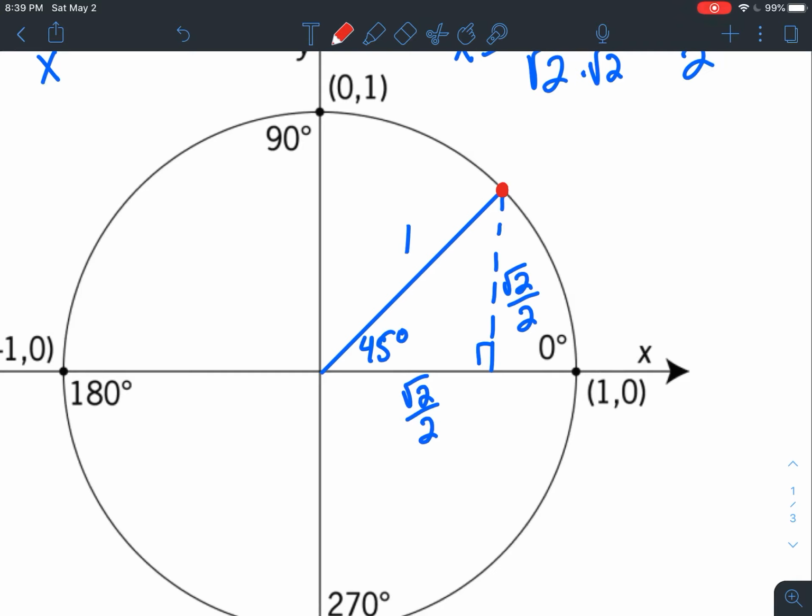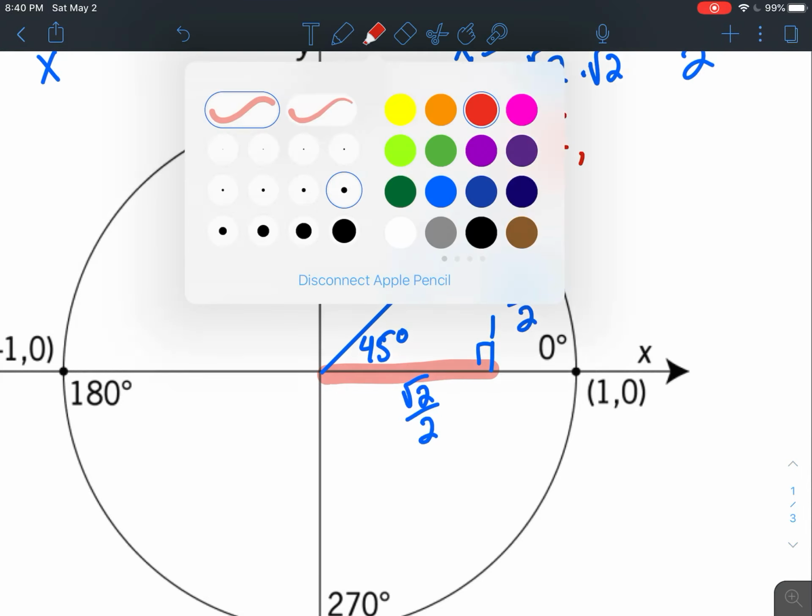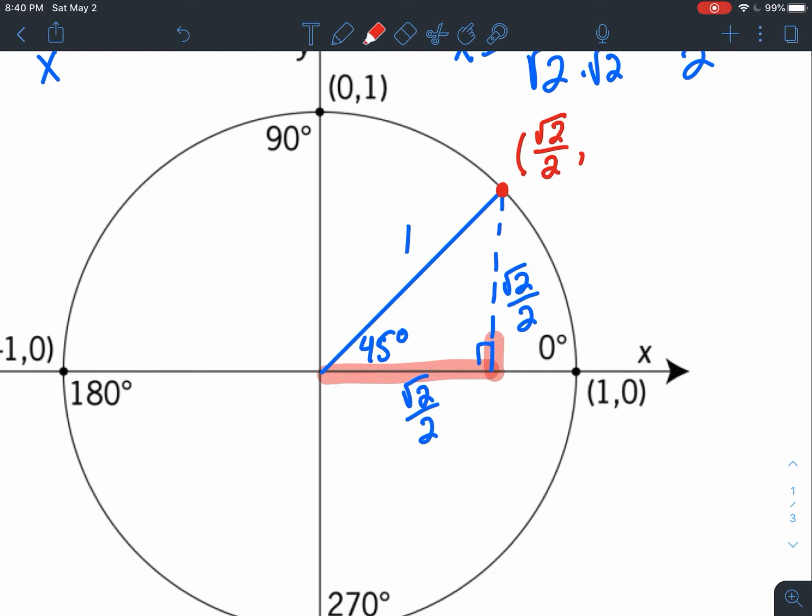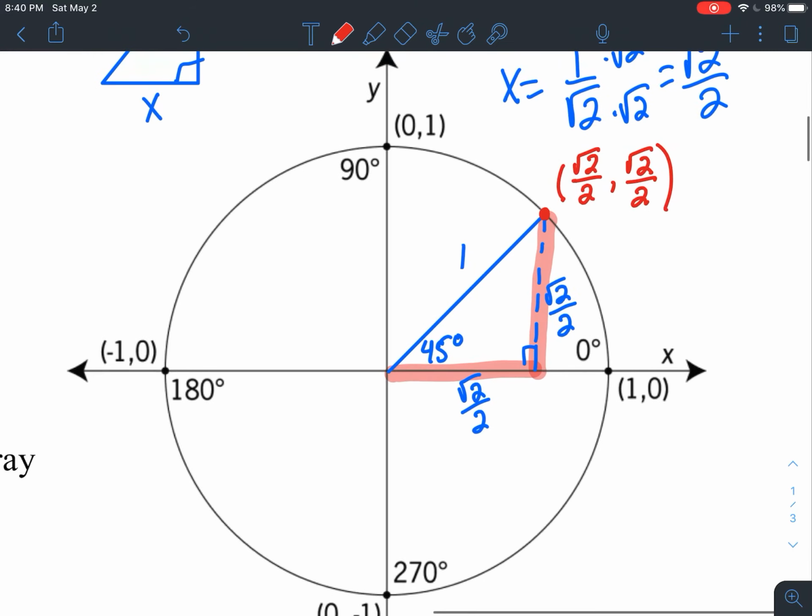I know in this case that my x value of that point is how far left or right I moved. So in this case, I moved to the right the square root of 2 over 2. So the x value is going to be the square root of 2 over 2. And kind of the same idea for my height. I went up the square root of 2 over 2, so that's going to be my y value, square root of 2 over 2. So that would be my coordinate. That's the coordinates of a 45-degree angle on the unit circle.